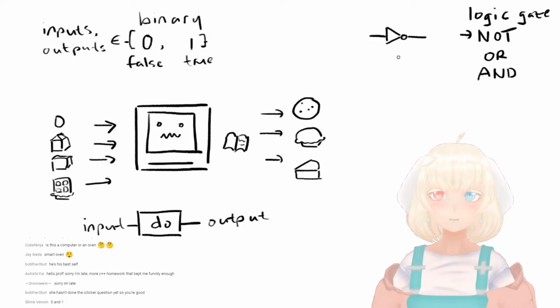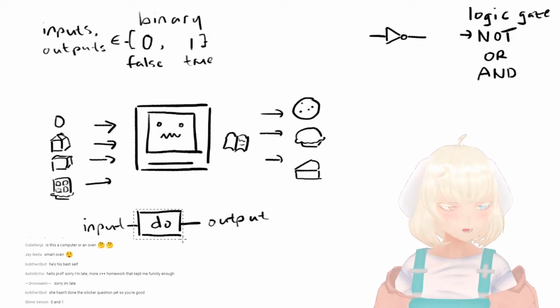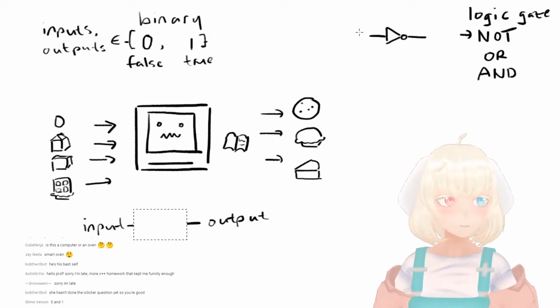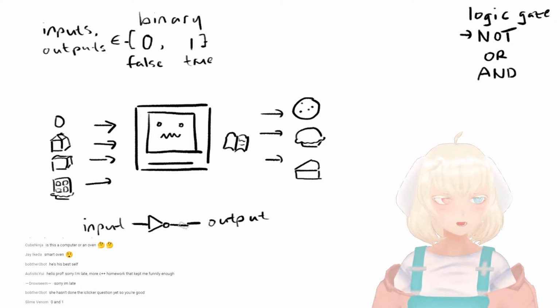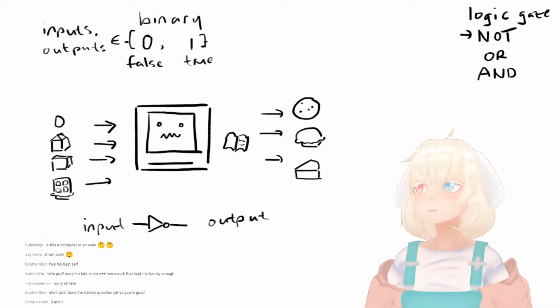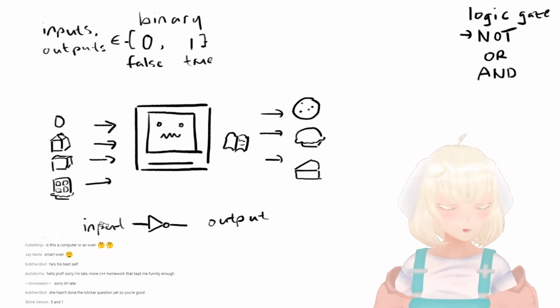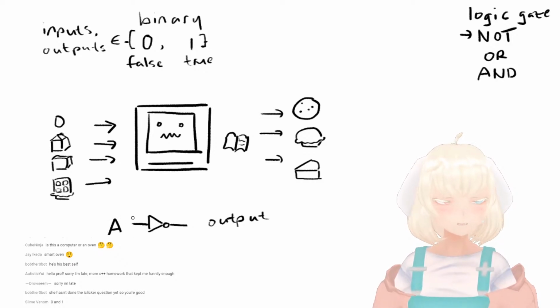But basically, we can move this over here. So instead of just having an abstract do, we can actually take this NOT gate, just move it over here. And this is basically what Mr. Computer is doing, right? Yes. And we can also give the input some name. We can call it A.